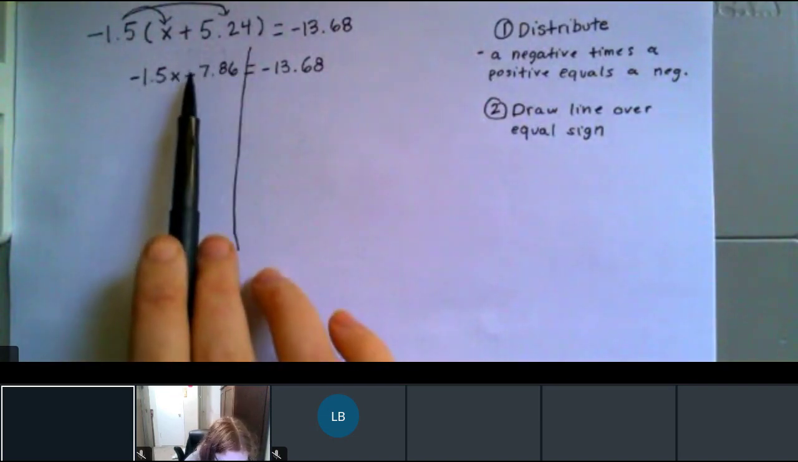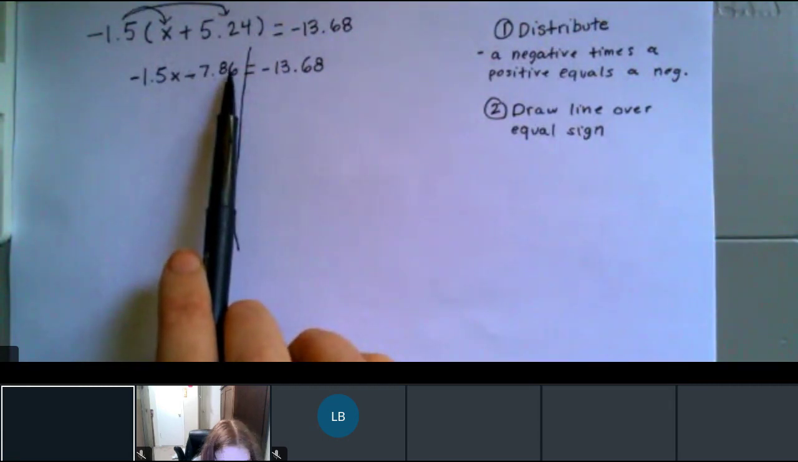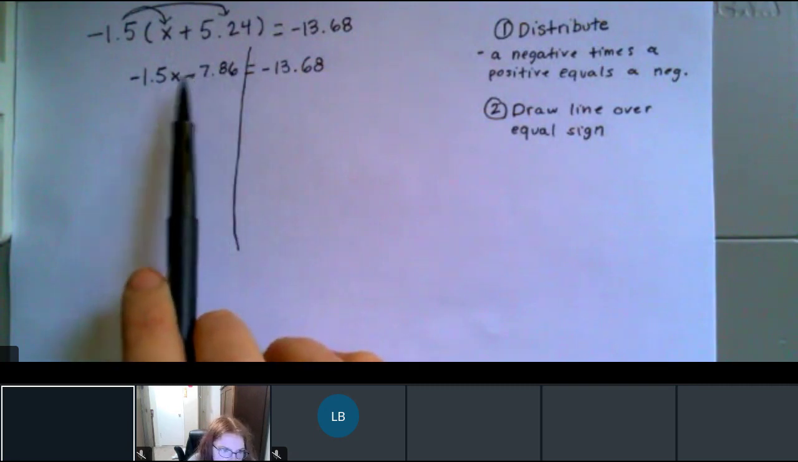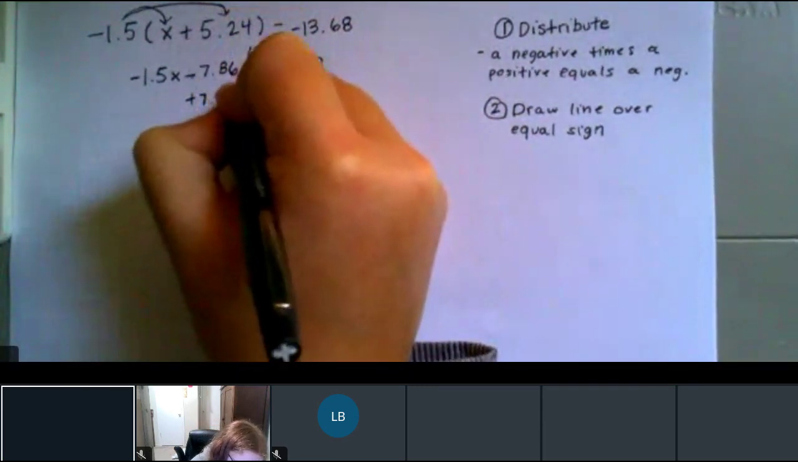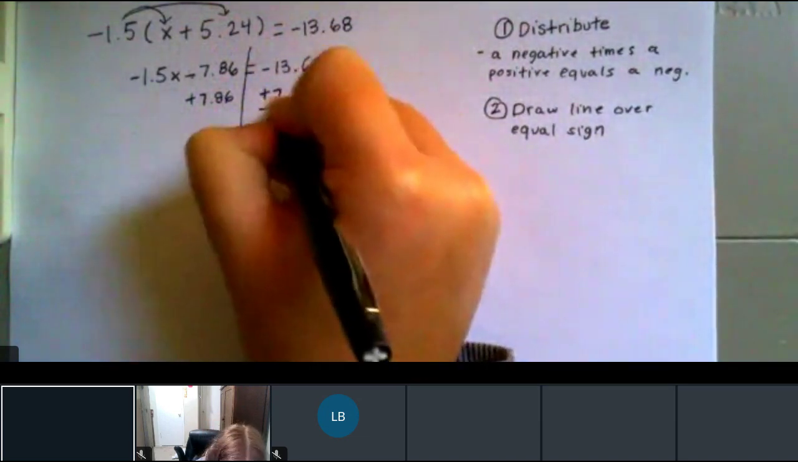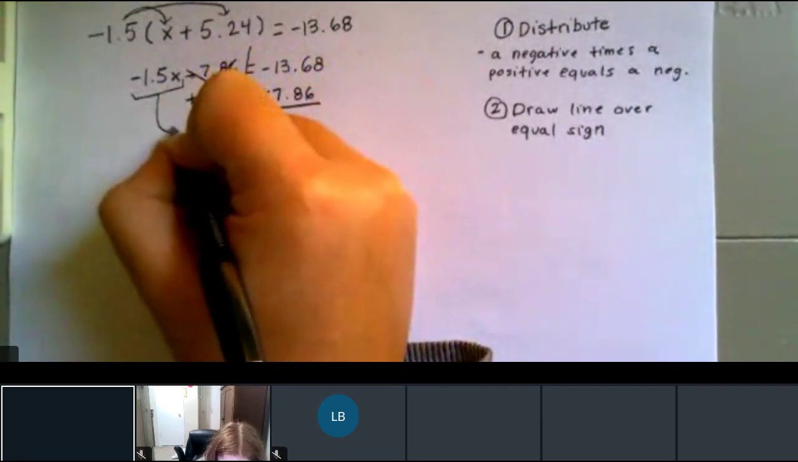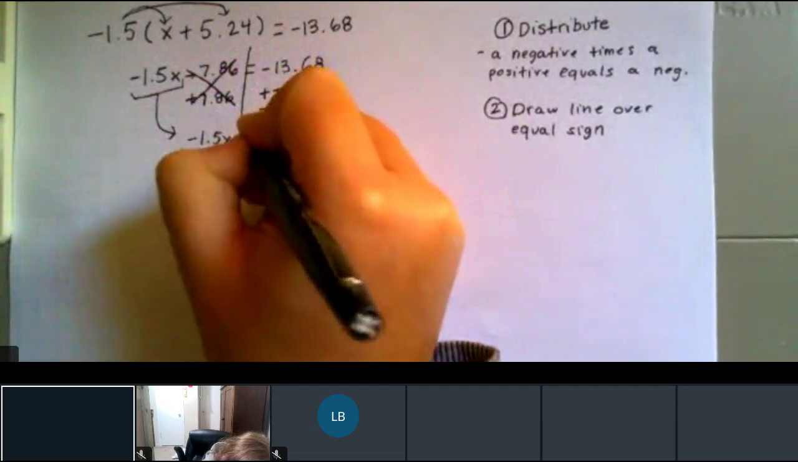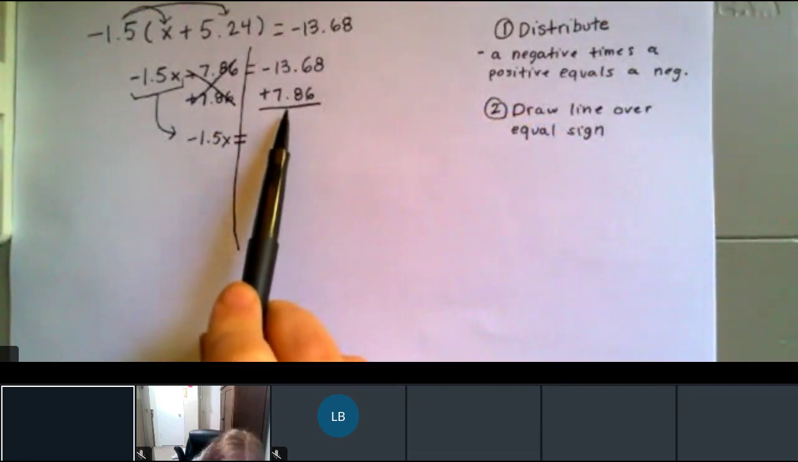To do that, you have to do the inverse operation of what is already being done. So right now, they are subtracting 7.86. To undo that, you have to do the opposite. So the opposite of subtraction is, of course, addition. So we're going to add 7.86 to both sides. On the left, it's going to cancel out, and we're going to bring this negative 1.5x down. And then we're going to solve this problem.